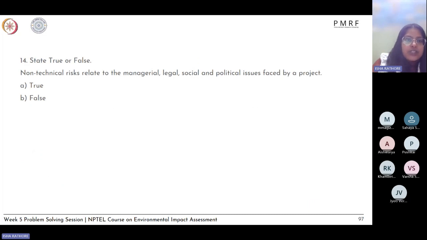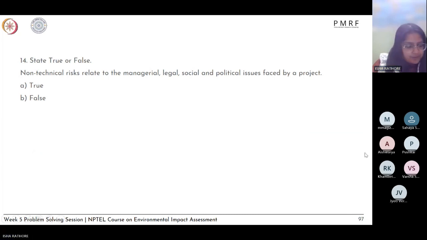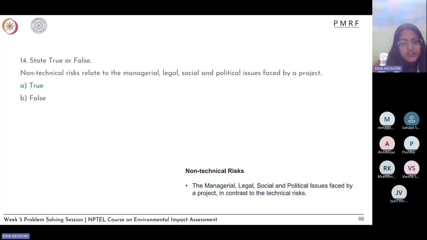So state true or false. Non-technical risks relate to the managerial, legal, social, and political issues which are faced by a project. So is the statement true or false? Again, this was a key concept which was mentioned, the non-technical risks. So this was a key concept mentioned in the IAIA's social impact assessment guidance. So we have an answer B. Okay, so this statement is true.